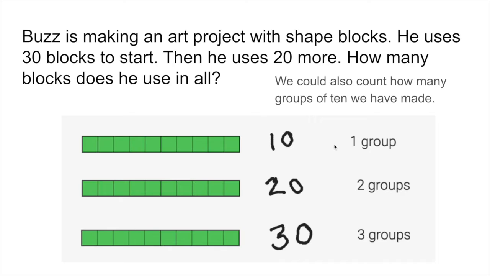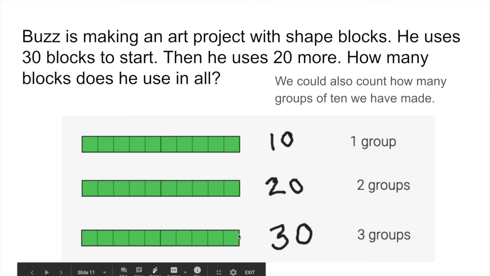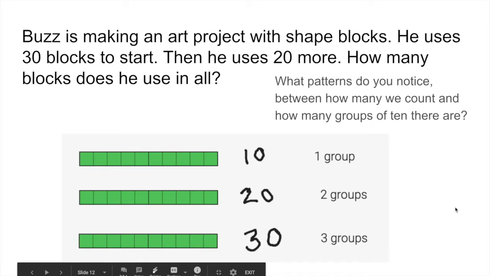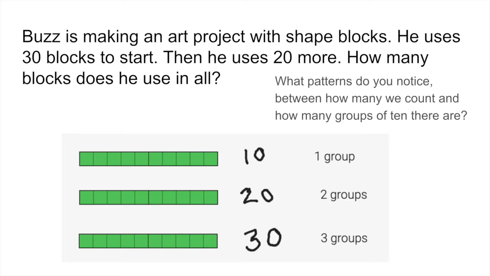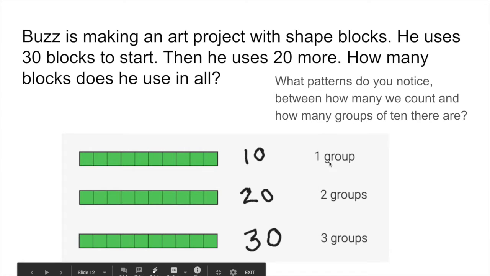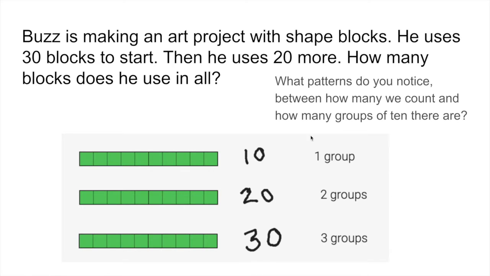We could have also counted how many groups of 10 we made. Here's one group, two groups, and three groups. I labeled that over here. Before I go on, pause the video and look for patterns. Do you see a pattern between how many squares or blocks there were and how many groups we had? Are there any connections?